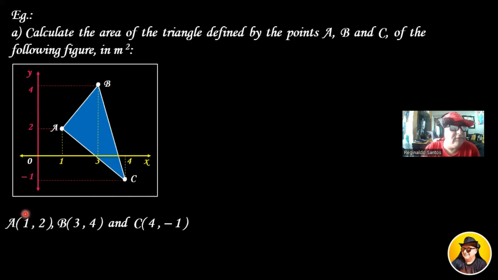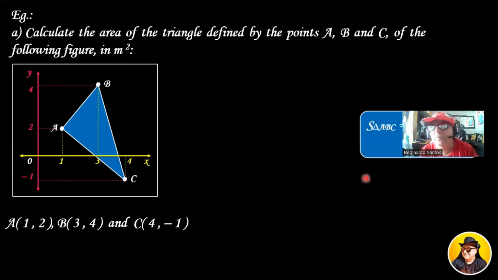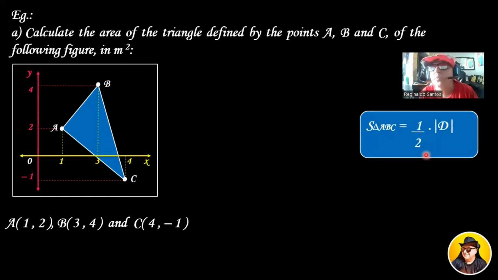So 1 and 2 are the coordinates of point A, 3 and 4 are the coordinates of point B, and 4 and -1 are the coordinates of point C. Now, let me move my window. All right, so the surface area of the triangle A, B, and C is 1/2 times the modulus of the determinant. So let's find the determinant this way, applying the rule of Sarrey. All right, so see how we have to do.